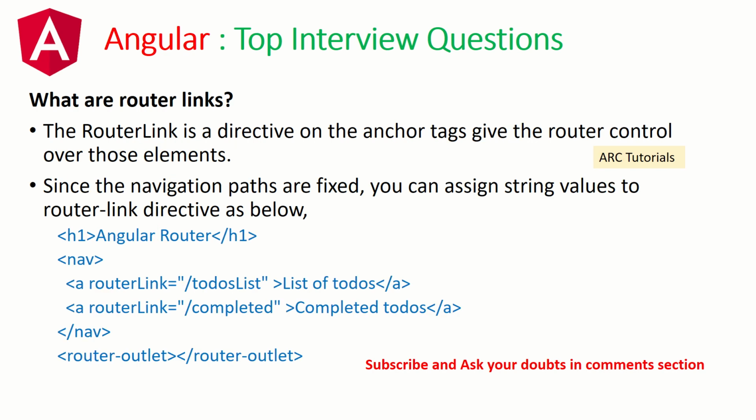Now what are router links? Router link is a directive on the anchor tags which gives the router control over those elements. Since the navigation paths are fixed, you can assign string values to router link. Now if you see here, for the anchor tag we are giving the directive routerLink equal to /todo-list. So this is nothing but an href. Instead of href, now we give the directive routerLink. So when the user clicks on any of the router links, the output will get loaded in the router outlet.